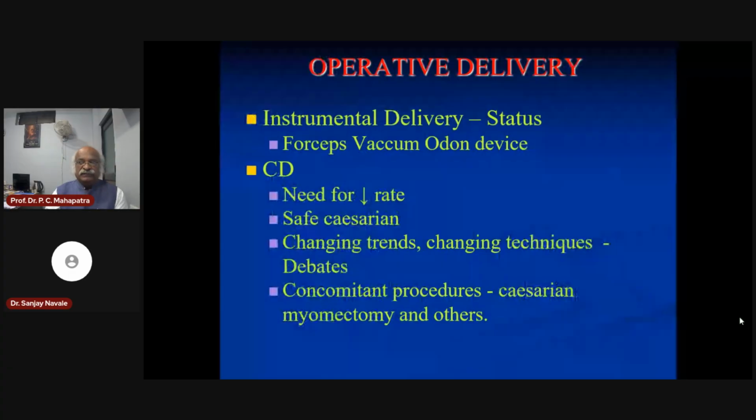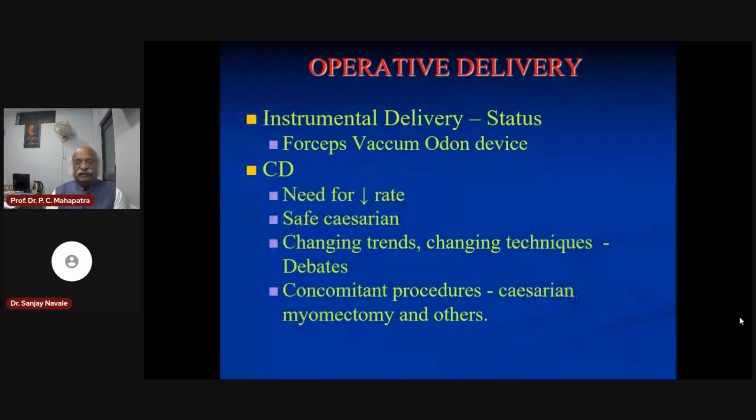And therefore, the changing techniques are there for that. Many people have adopted that, and I fully agree that the skill of the new generation should be there. The next generation is improving, and therefore safe cesarean section should be our motto. Whatever you do, do it for the safety of the patient, not to show your surgical excellence, that you are completing the surgery within 15 minutes.